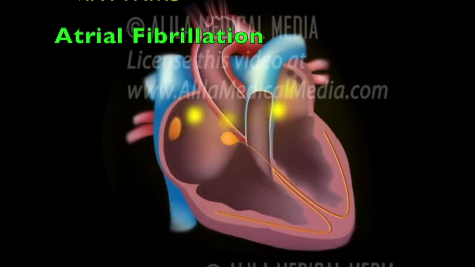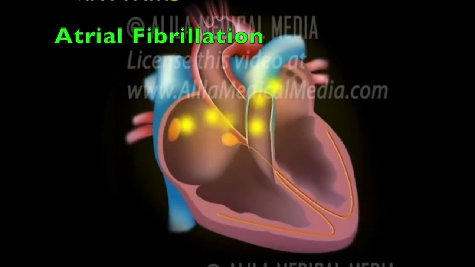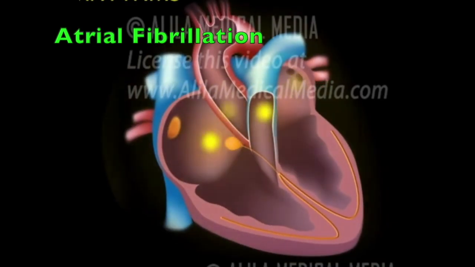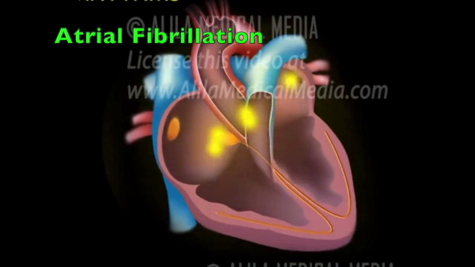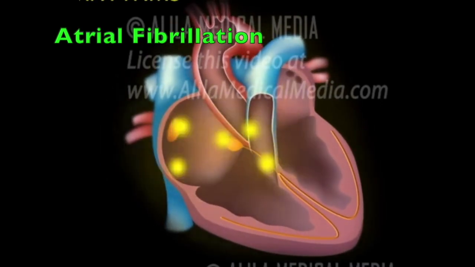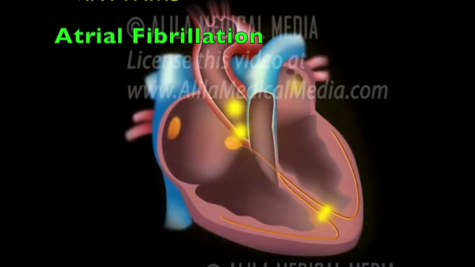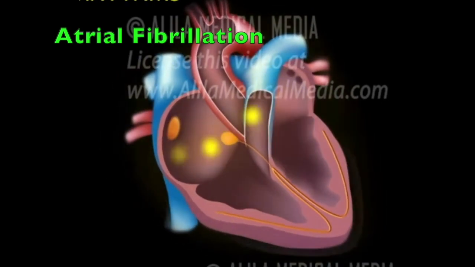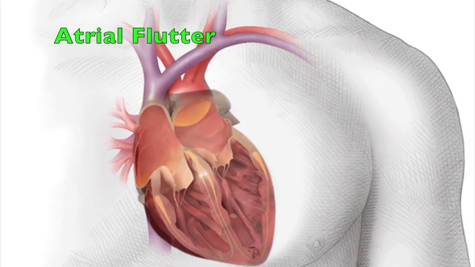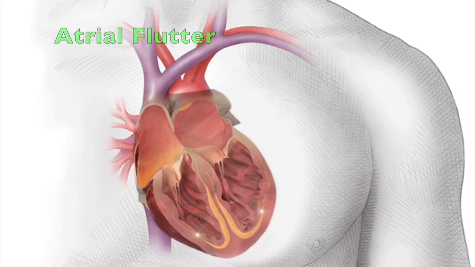Atrial fibrillation is the most common arrhythmia. Random impulses cause rapid and random twitches of the atria, which makes them ineffective at pumping blood into the ventricles. The ventricles can still pump blood, they just don't receive as much blood with each pump. While not immediately life-threatening, this can cause symptoms such as fatigue, lightheadedness, and chest pain. Atrial flutter is when the atria beat too quickly.